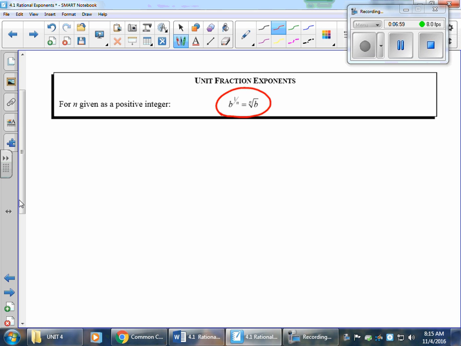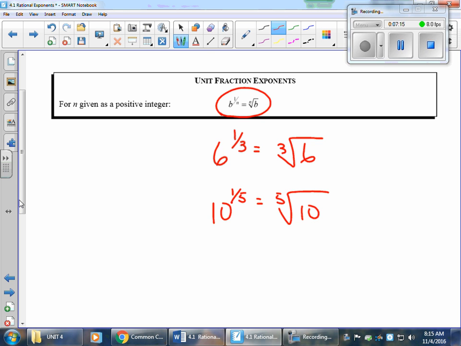That means, let's say you take a number like 6 and you raise it to the 1/3, that's the cube root of 6. If you take a number like 10 and we raise it to the 1/5, that's the 5th root of 10. Like I said, sometimes these get a little confusing. Write some examples down so you clarify it in your head. All right, pause, write it down, make sense of it, and then come back to me.